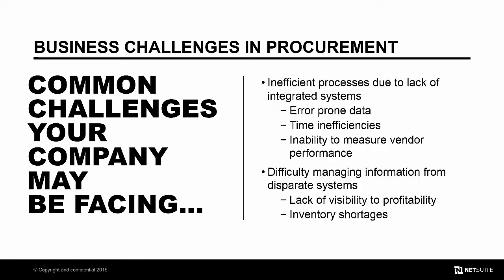Furthermore, incomplete information or difficulty managing information from disparate systems contributes to a lack of real-time visibility into stock levels, hampering decision-making and planning. Little to no insight into profitability, as well as into inventory shortages, often resulting in a manual reordering process.